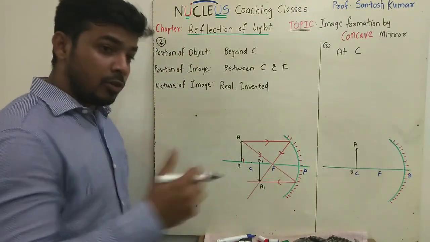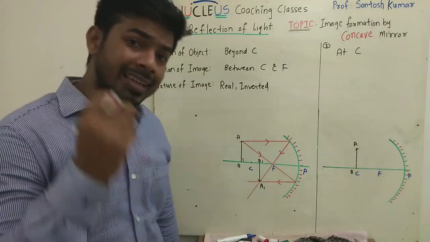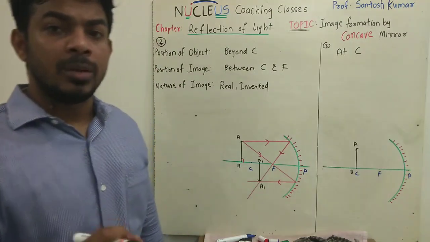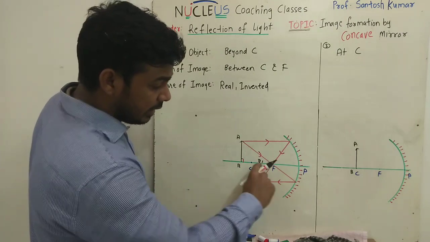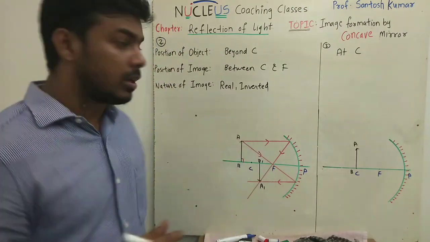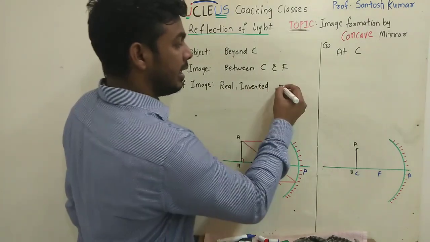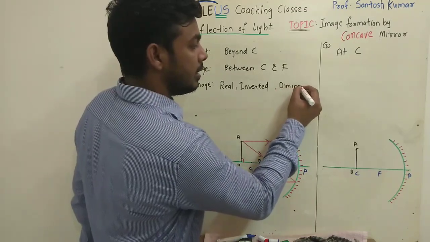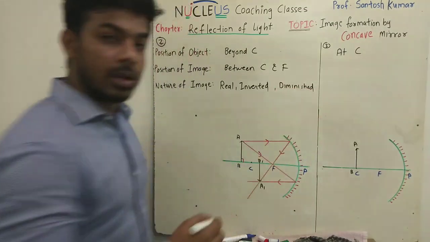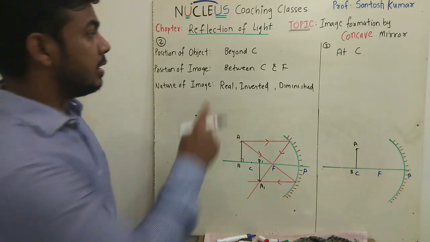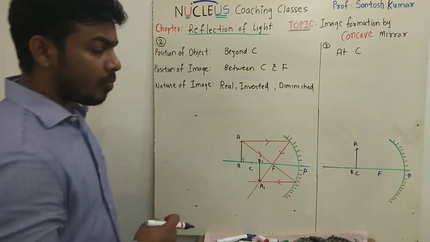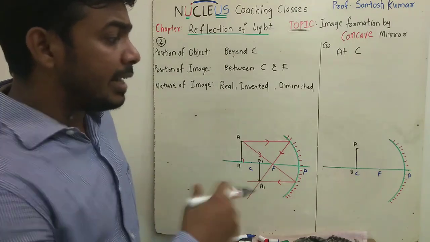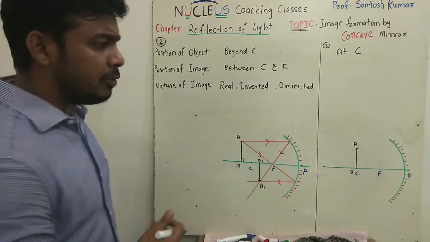And if you draw it on your notebook, you can clearly see that the size of the image will be smaller than the size of the object, and here also you can see the image seems to be smaller than the object. So I will use real, inverted, and then diminished. Okay. If I talk about the third case, we can say object is placed at C, and remember this rule sometimes you might not get, because I will directly give you the answer.